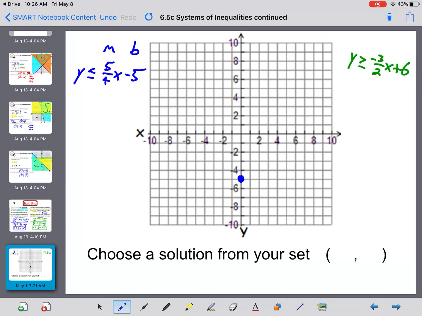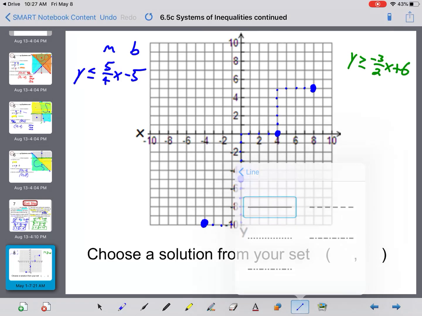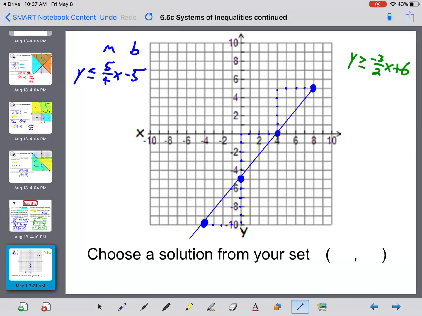Remember, you have an m value and a b value. Start at the b value, negative 5. We need to go up 5 and to the right 4. 1, 2, 3, 4, 5. 1, 2, 3, 4. Keep going. And go down and to the left. So your blue inequality should have 4 distinct points. Our line style is solid.